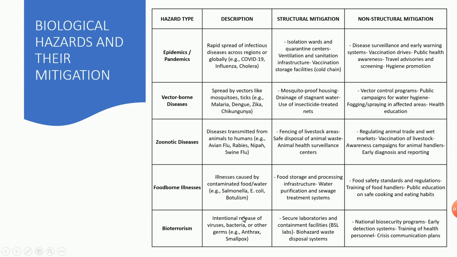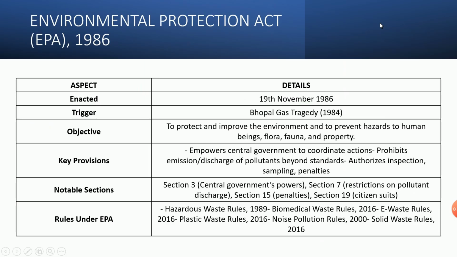We are seeing this in science fiction films, no? They are intentionally transmitting the viruses so that it would destroy the population to some extent or to a large extent. So here we have given all the mitigation processes which could be done structurally and non-structurally. So next comes the different kinds of acts.